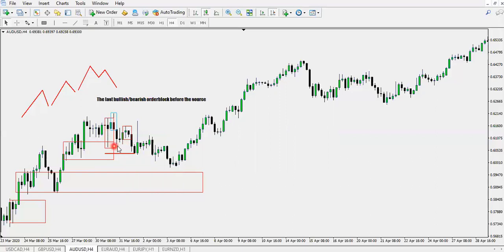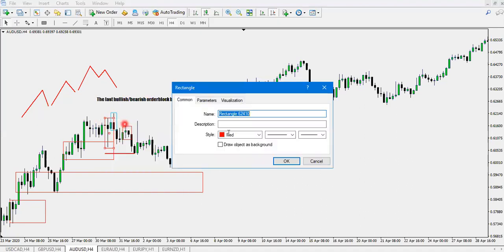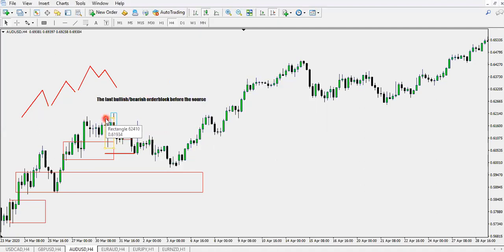Remember, it's important that we don't use wicks. We wait for the body to close outside of our order block, or our source, or our breaker, to confirm price trend. We don't want to take it prematurely and then find the result of a bad trade. So we use the bodies. In this case, this was the first candle that closed outside of our bullish order block before the source. So this bullish order block now becomes our breaker block. Okay, so that is now our breaker block.